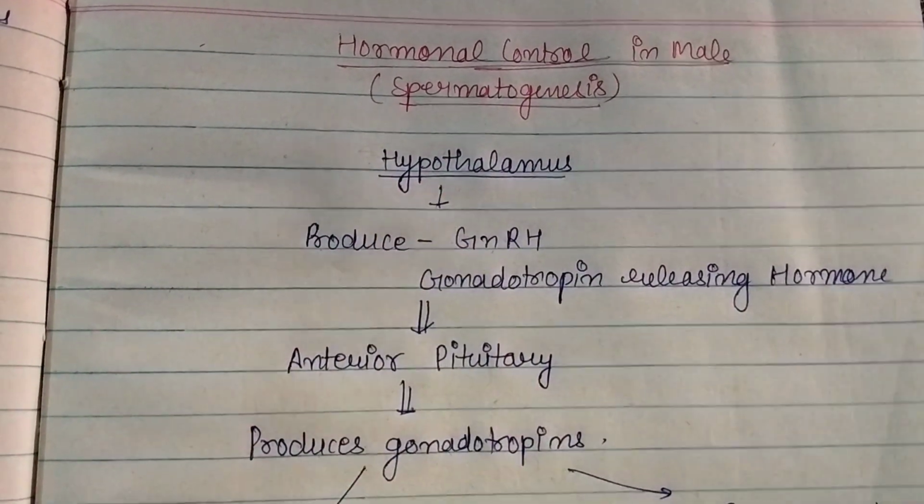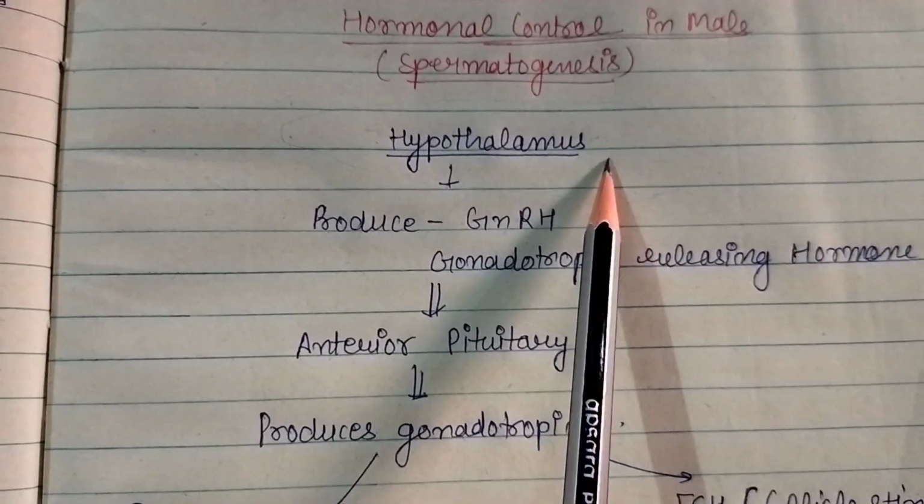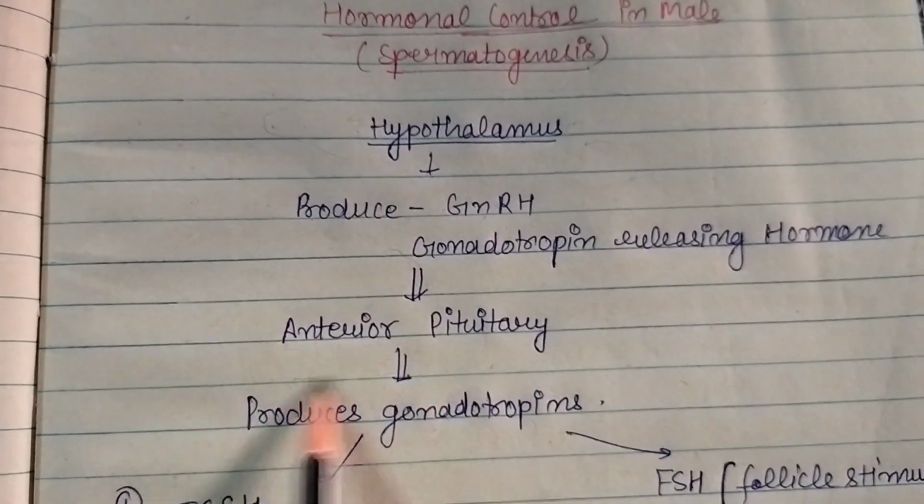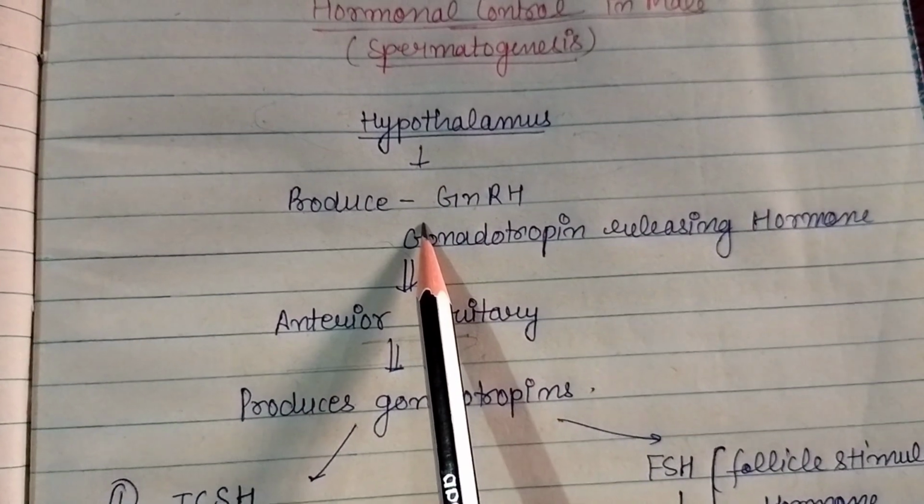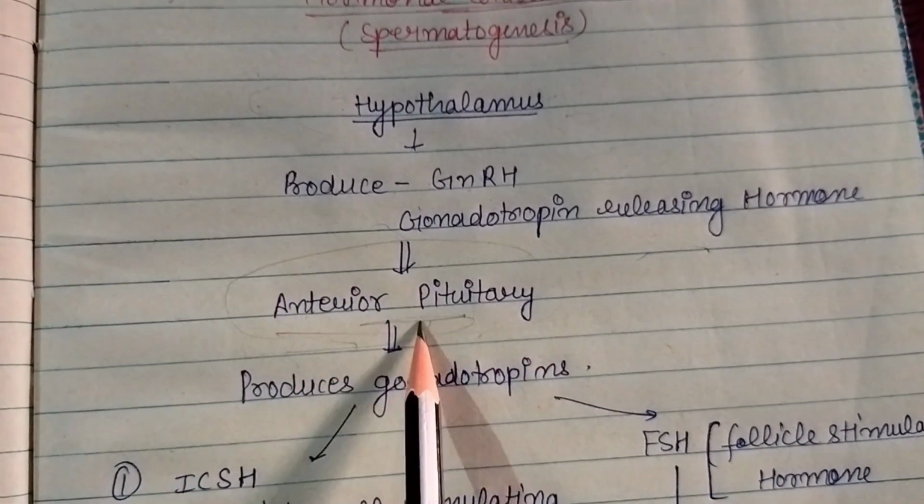Control in the male reproductive system at the time of spermatogenesis. There is a gland, the hypothalamus, that is present in our brain. It will regulate the function of the anterior pituitary. How? By secreting a gonadotrophin releasing hormone that will stimulate the secretion of the anterior pituitary.